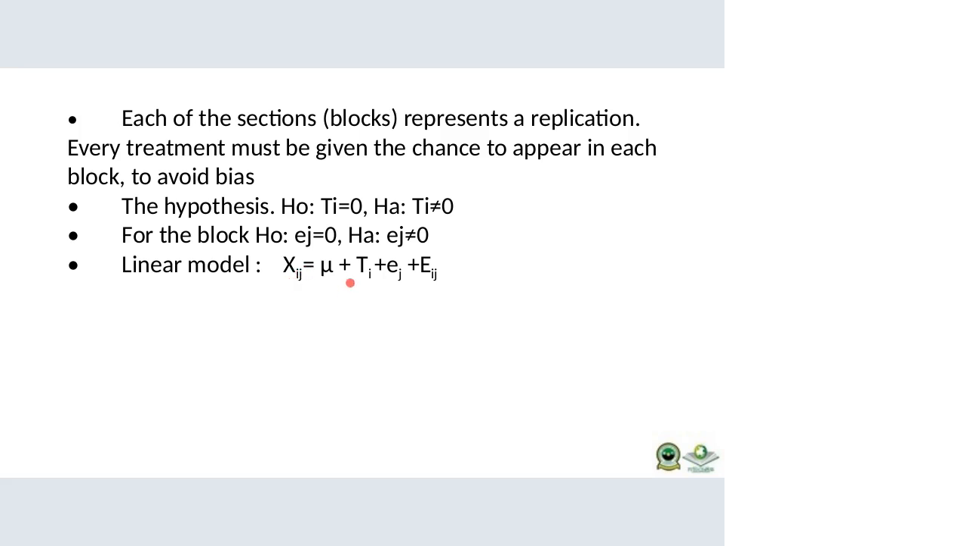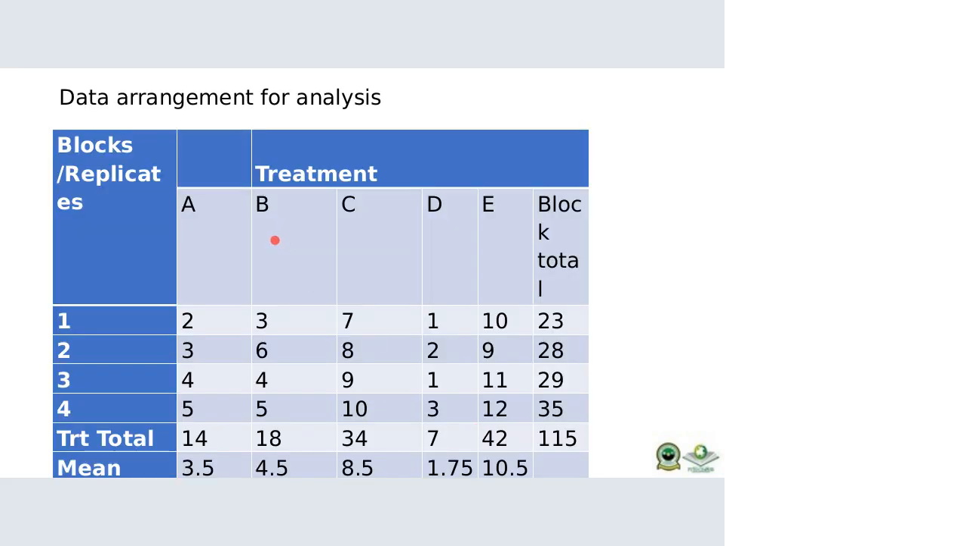So the linear equation is xi, which is the total variability, equal to the population constant common to all the treatments, plus the treatment, the block, and the error. Now, this is the treatment layout, the result obtained during the analysis. So we consider the result we obtained in the first experiment and the block total.